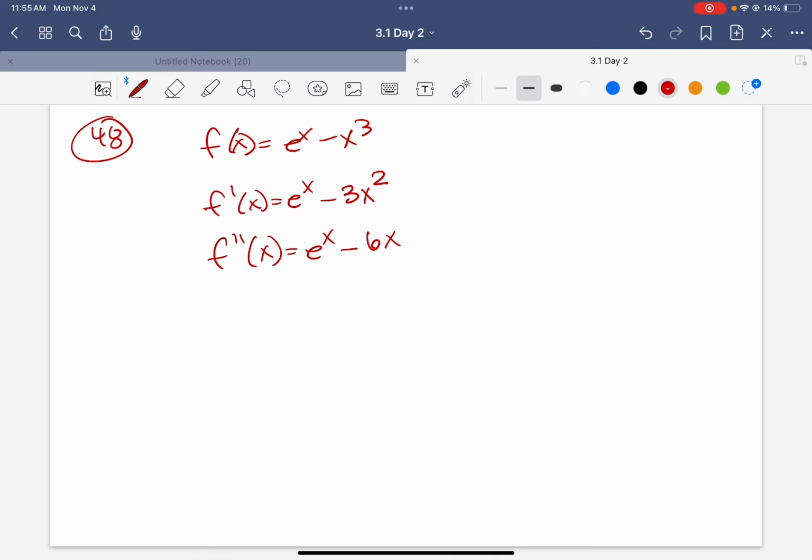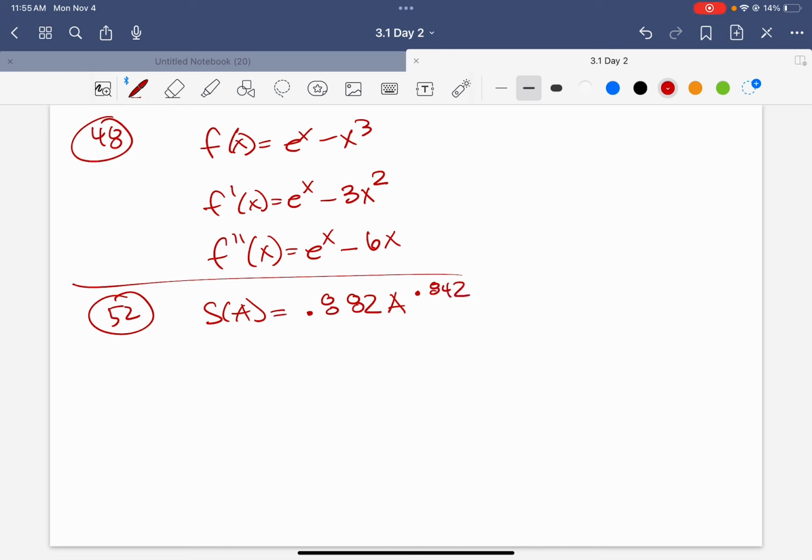Then I'm going to go to 52. So what does 52 say? 52 says that I've got S of A equals 0.882 A raised to the 0.842. And it says that this is the number of tree species, S, in an area A in Malaysia, modeled by this power function, where A is measured in square meters. It wants us to find the derivative of 100 and interpret our answer.